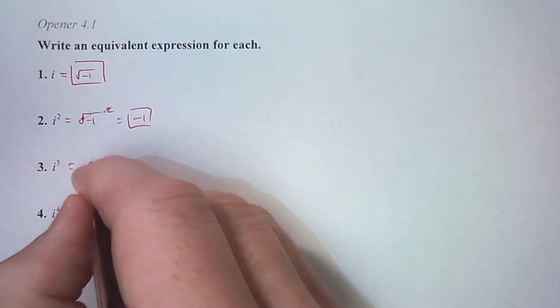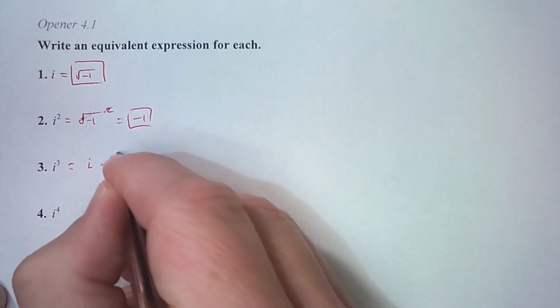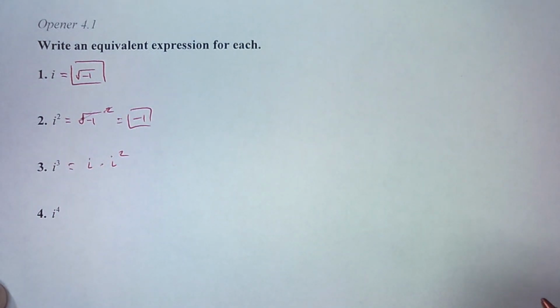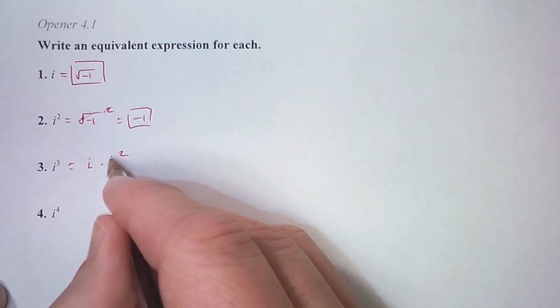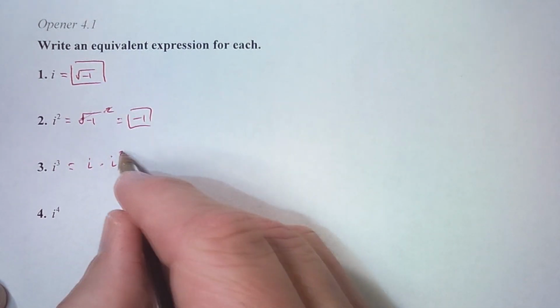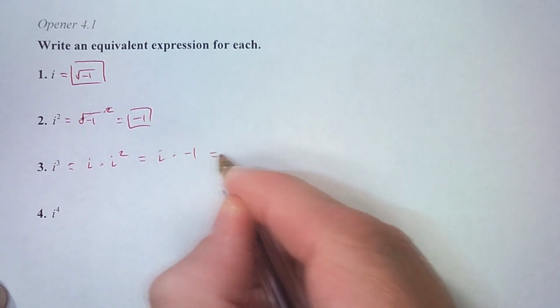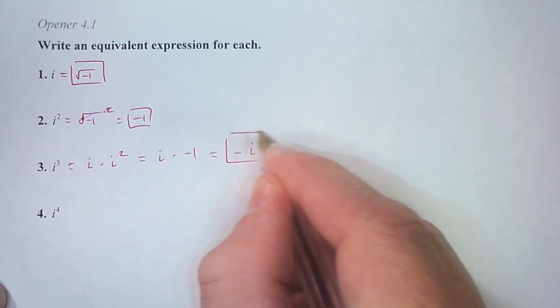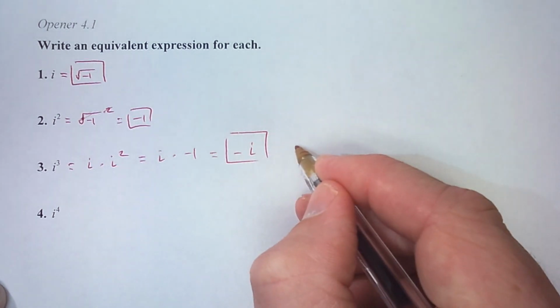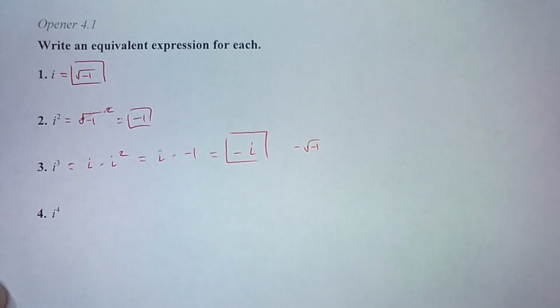I cubed is the same as I times I squared. Okay, so we know that I squared is -1, so I'm going to replace this with -1, so it's I times -1, and that is -I. Or it could be written as the opposite of the square root of -1.